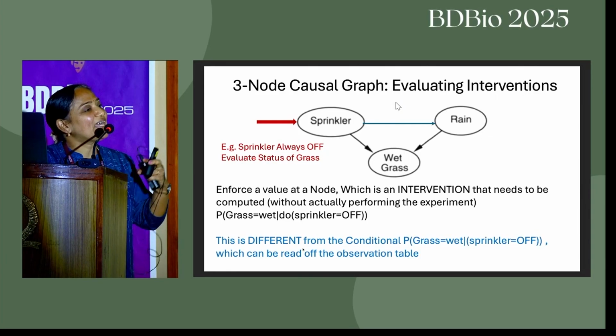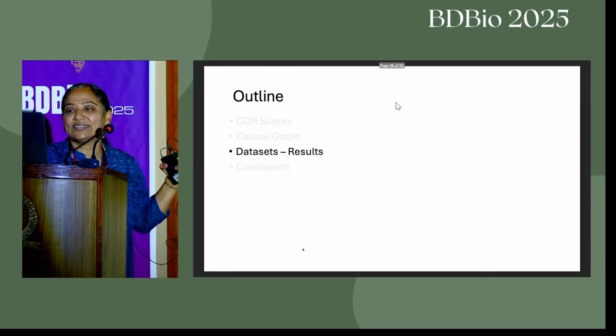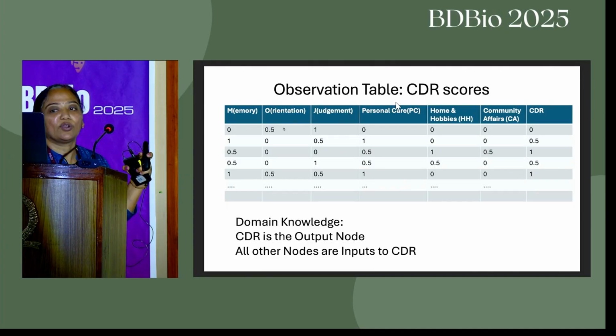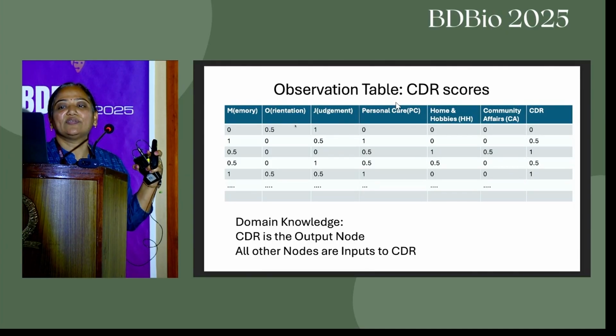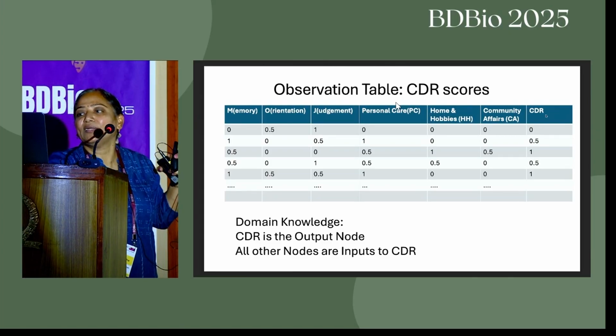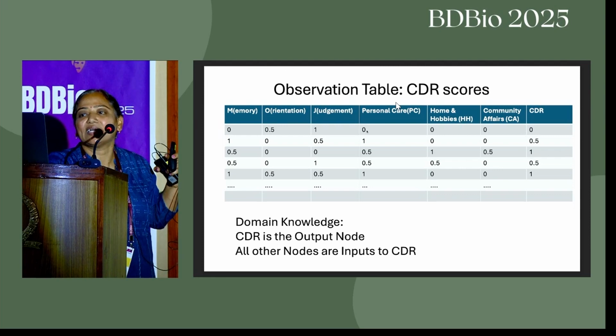Now what does this have to do with the clinical dementia scores? So we had this set of scores for so many subjects. For each of the 6 domains, we had these evaluations by physicians and their final score. Here, what is the domain knowledge we will use? That the CDR global is the output, everything else are the inputs.